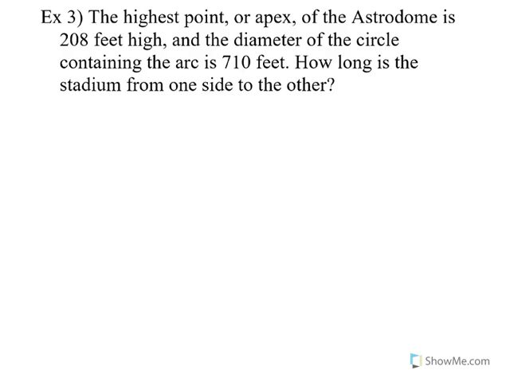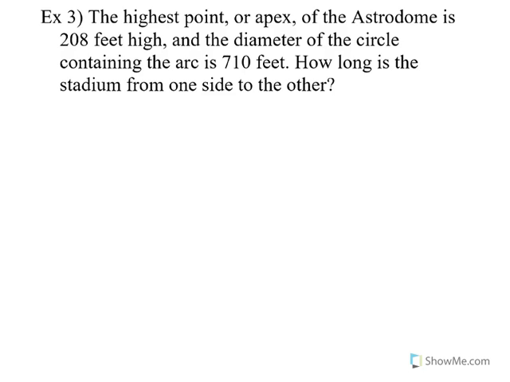Our next example, similar to the last, says the highest point, or apex, of the Astrodome is 208 feet high. And that's huge if you think about it, 208 feet. And the diameter of the circle containing the arc is 710 feet. How long is the stadium from one side to the other?